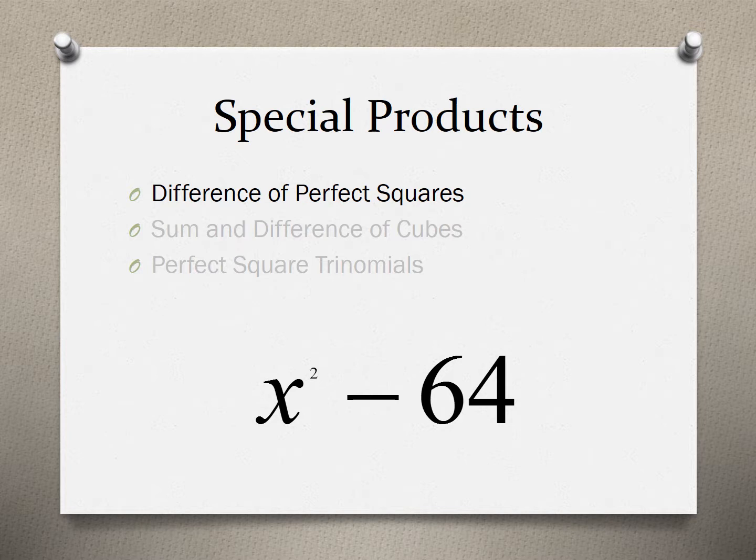Here's an example of a binomial that represents a difference of perfect squares. The x squared is perfect. It's a perfect square, x times x. 64 is also a perfect square, 8 times 8. And we have opposite signs here. One happens to be a positive term, the x squared term, and the other happens to be a negative term, the 64 term. This is an example of a difference of perfect squares.